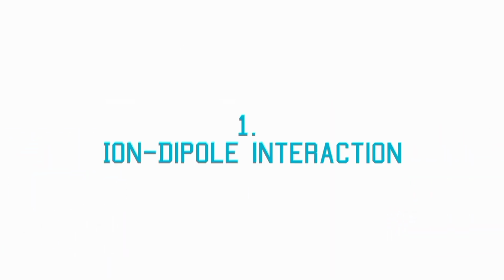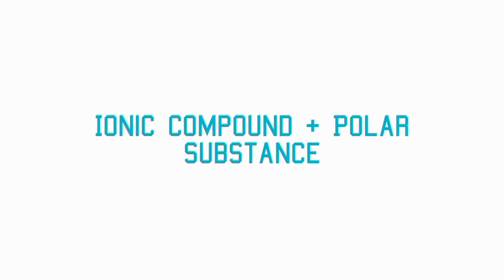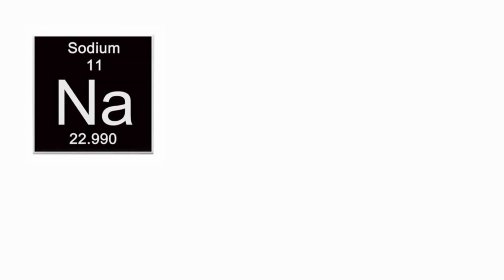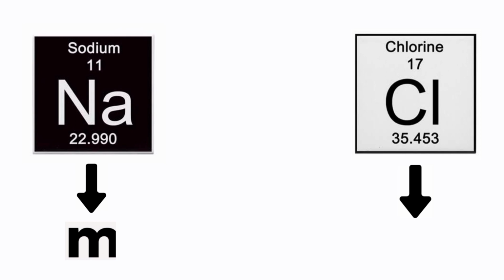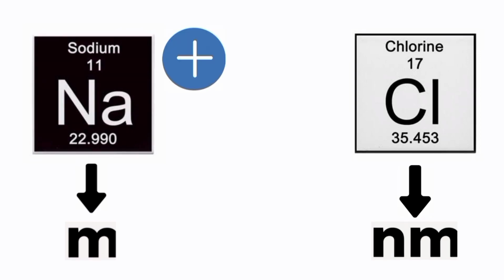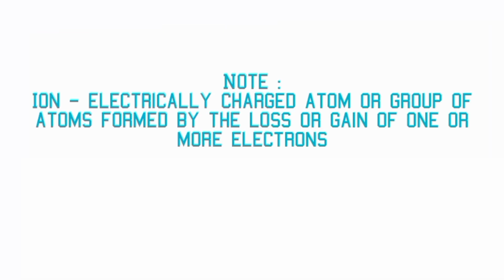So first off is the ion-dipole interaction, a reaction between an ionic compound and a polar substance. An example of this would be table salt, which is sodium chloride, wherein sodium is metallic and chloride is non-metallic. Sodium is a positively charged ion, therefore it is a cation. Chloride is a negatively charged ion, therefore it's known as an anion. With all this in mind, this is what qualifies two ions as an ionic compound.